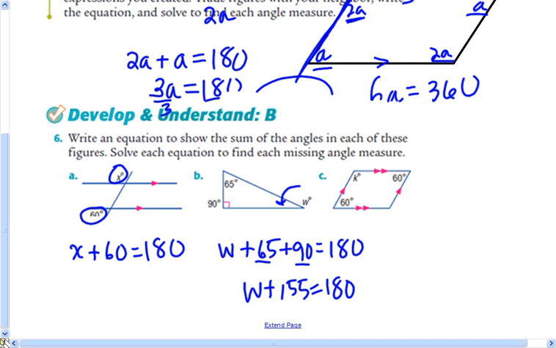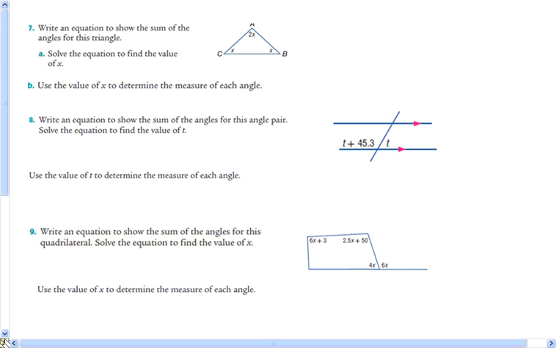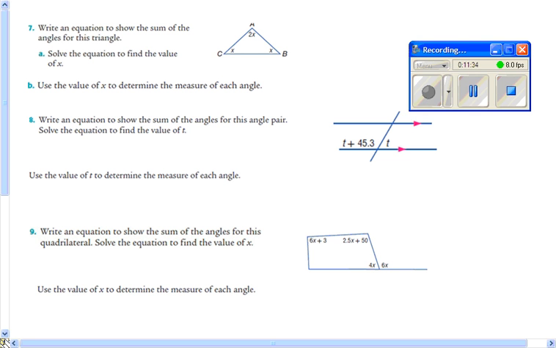This is a parallelogram, and we can tell that because we have two sets of parallel lines as indicated by the little red marks there. That means that those opposite sides are parallel. And since we have parallel lines cut by a transversal, we know that we have supplementary angles. So K plus 60 equals 180. And we can solve that one just like we did the first one. All right, I think we have time for one more here. It says write an equation to show the sum of the angles for this triangle. Actually, I think you can handle that one. Let's try number 9. Number 9's a little bit trickier, so maybe we'll do that one.